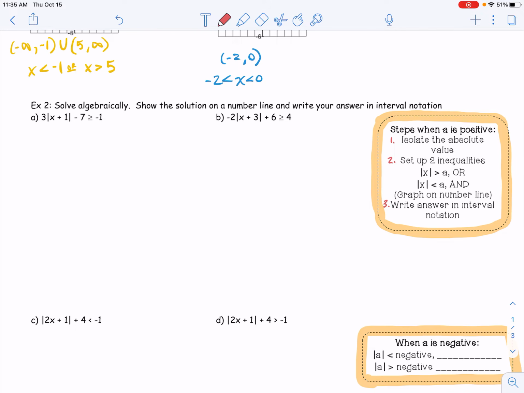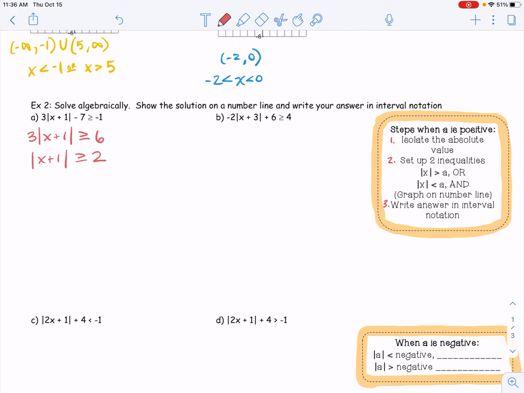Okay, so here we go. First step is isolating the absolute value. So in order to do that for part A, I would need to add 7 first. So then I get 3 times the absolute value of x plus 1 is greater than or equal to 6. Negative 1 plus 7 is 6. The second thing I need to do is divide by that 3. That's going to leave me with the absolute value of x plus 1 is greater than or equal to 2. I have isolated my absolute value.